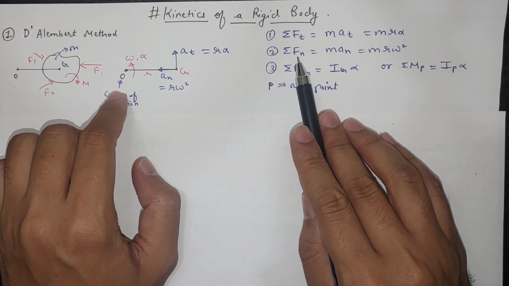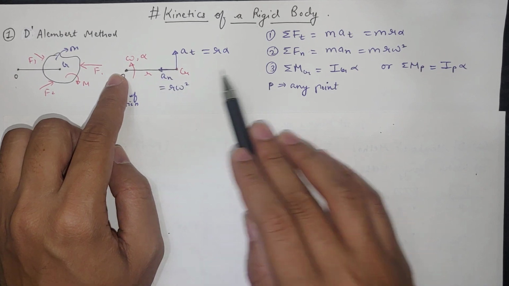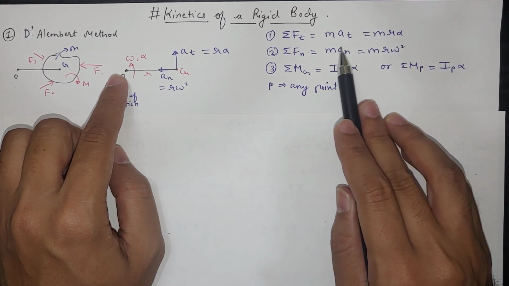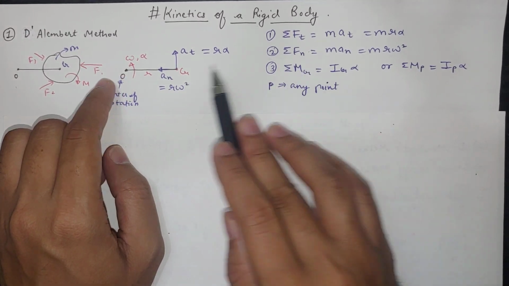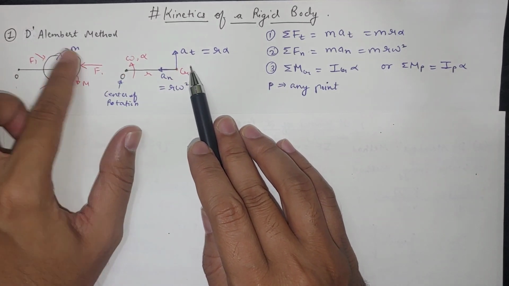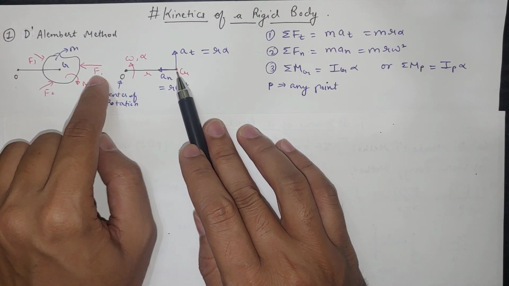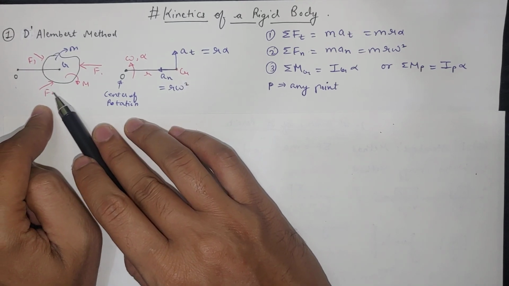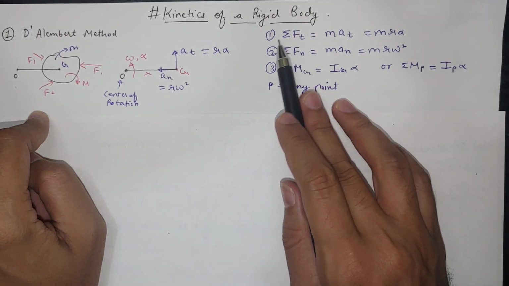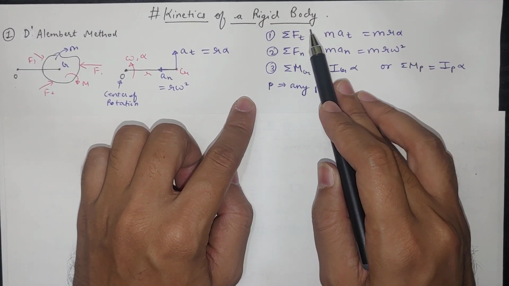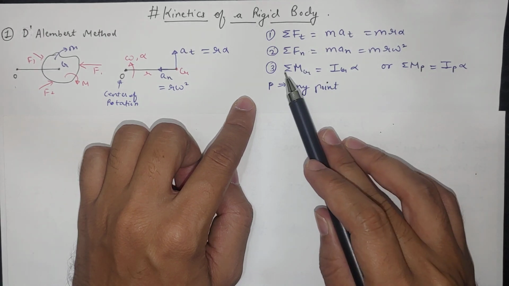The second equation: summation of all the normal forces, in the normal acceleration direction, will be equal to m into a normal, so m into r omega square. Summation of all the forces acting on this body, we have to plot them at G, and if the forces are at an angle we have to separate them into two components, normal and tangential. The tangential components we take in the tangential equation, and the normal components we take in the second equation.